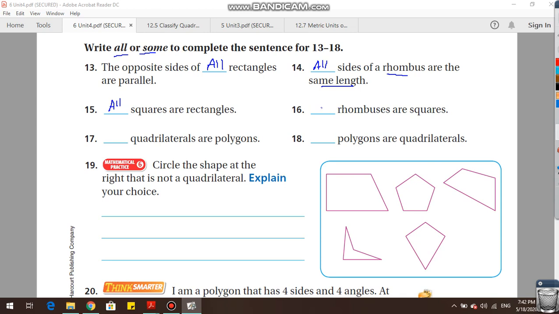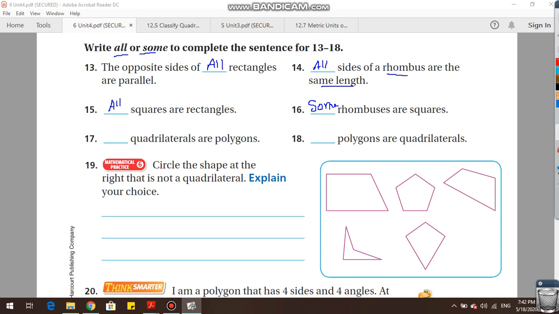Now, what rhombus? I'm going to say all or some rhombuses are squares. All rhombuses are squares? No. Some of them. Some rhombuses are squares. When? Okay, some of the rhombuses have a right angle. So when the rhombus has four right angles, it can be a square. But not all the rhombuses have right angles. Actually, it's a special case. So some of the rhombuses are squares, but not all of them.